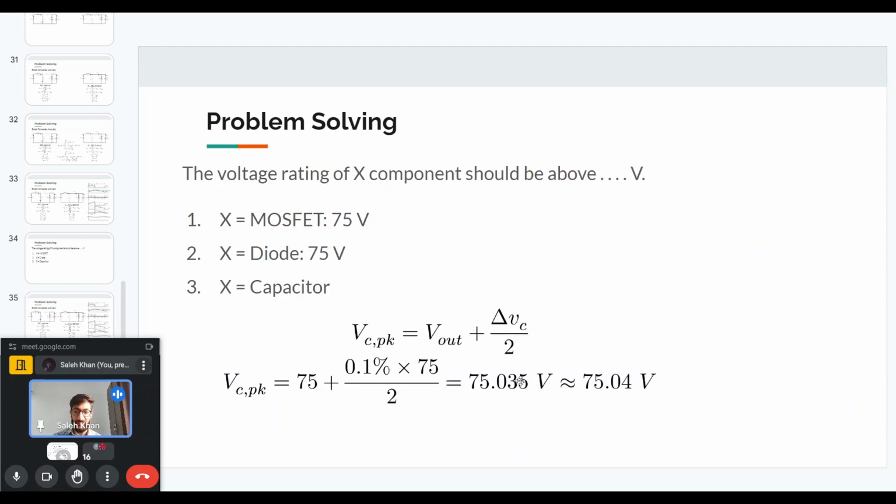So that is why the capacitor peak voltage will be equal to V out plus half of that ripple, and V out is 75 volts and the ripple will be 0.1% of 75. So if you do this sum, you will get 75.035 volts. And since we are given that we have to round off up to two decimal places, the answer will be 75.04 volts.